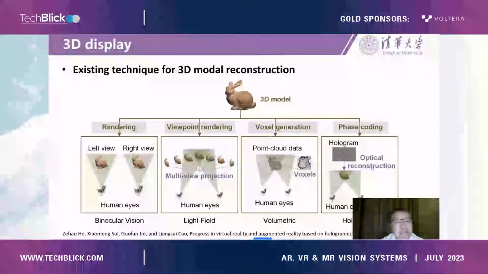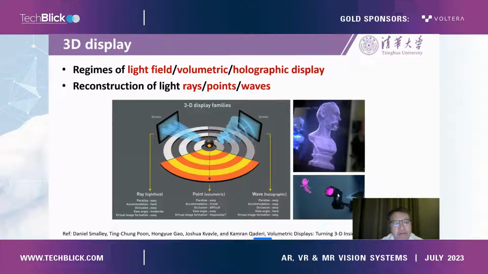For 3D display, we have different types. Here you can see we have the left view and the right view. So this is a kind of binocular vision. And we can also have the light field display. We have a screen to generate the rays of the object from different perspectives. And also we have the volumetric display, so we can render voxels, the volume pixels, in three-dimensional space. And finally, we have the holographic display. In holographic display, we use a hologram to do the optical reconstruction. Professor Daniel Smalley has a very nice review about the 3D display families.